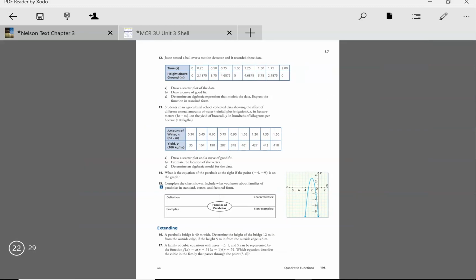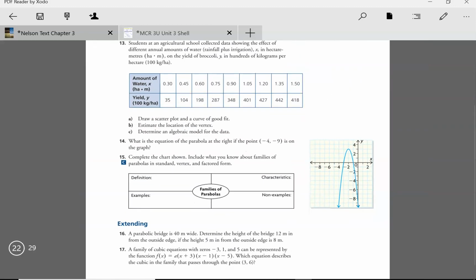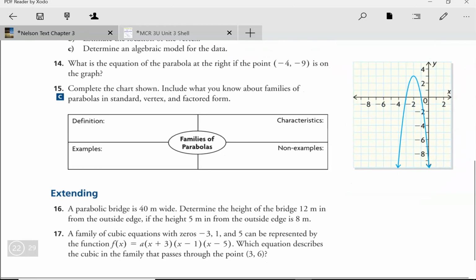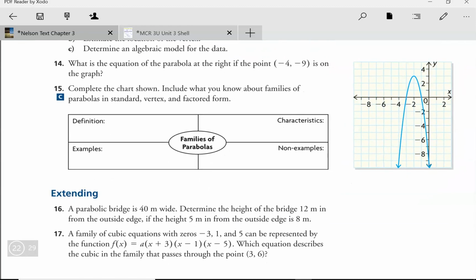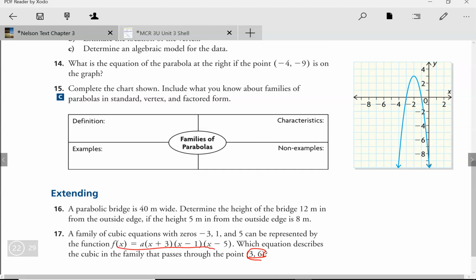Okay, I'm just going to take a quick look at 15 and 16. Again, 16 is not that hard, really. And even 17 is just, you plug in the point 3, 6 into this, and then you solve for a. That's it. Not that hard. Same as a parabola, except you just have one extra factor. We've done this question before.